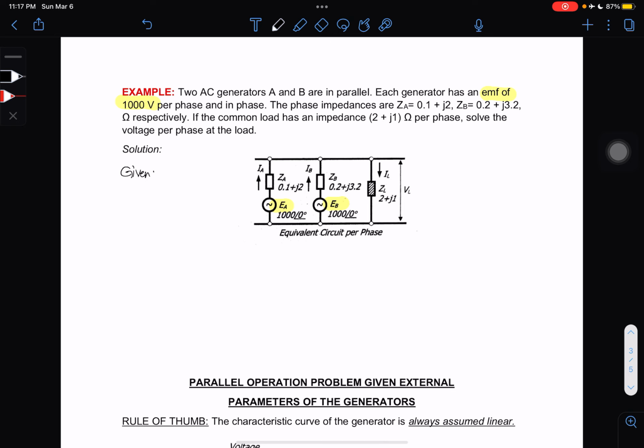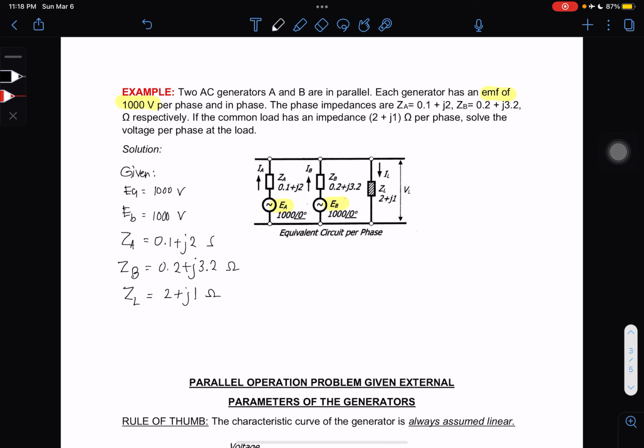So given EA is 1000 volts and our EB is also 1000 volts. And naghatag siya, ZA is 0.1 plus j2 and our ZB is 0.2 plus j3.2, and ato ang common load impedance, which is our ZL, is 2 plus j1 ohms.